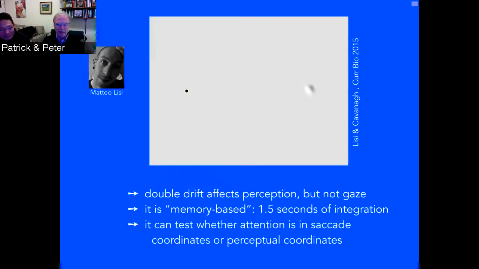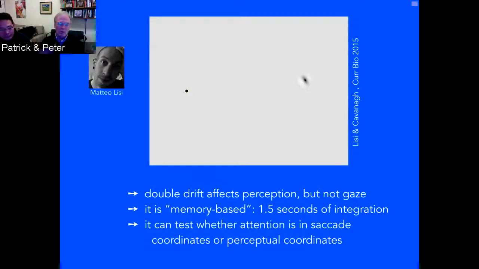So you've got this movie. I'm hoping you've looked at the movie, and if not, you remember what the double drift looks like as it's going up and down. I'm sure on BlueJeans it looks pretty terrible. I can't quite see here, so I don't know how terrible it looks, but I'm sure it's very terrible. Anyways, it affects perception but not gaze, memory.